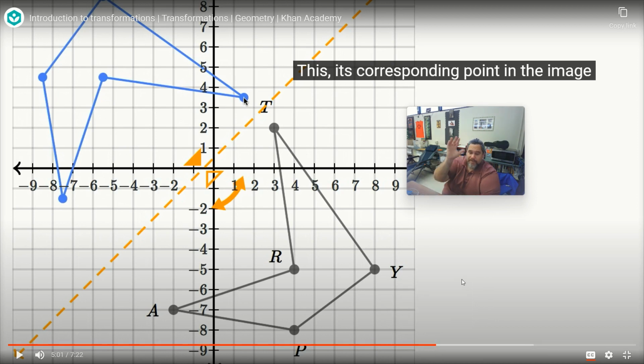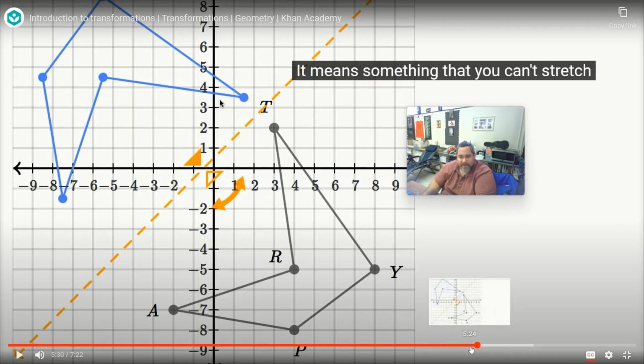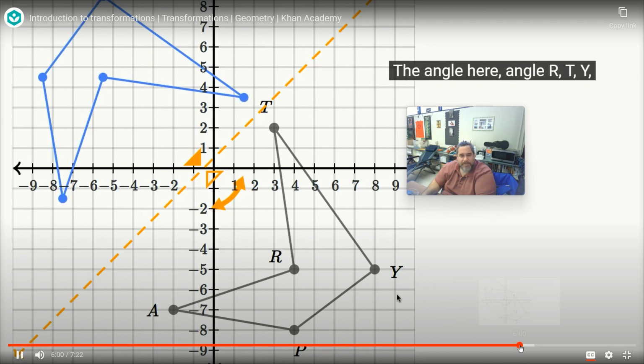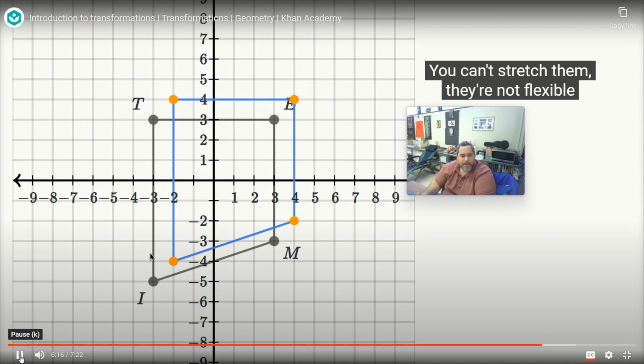Okay, so I had the moving, I had the rotating, and now I had the reflecting. All right, cool. So I can move forward. Is there anything else that I'm missing? I think you can't stretch them. You can imagine these are acting like rigid objects. You can't stretch them. They're not flexible. They're maintained.